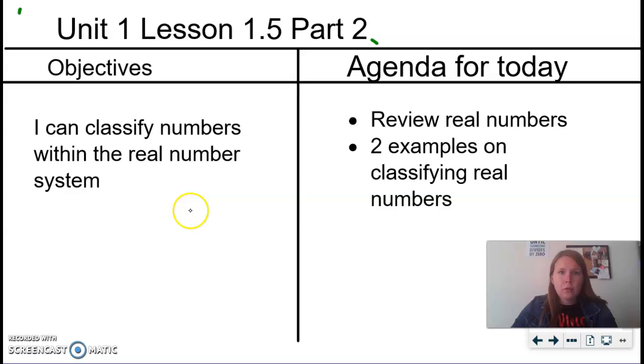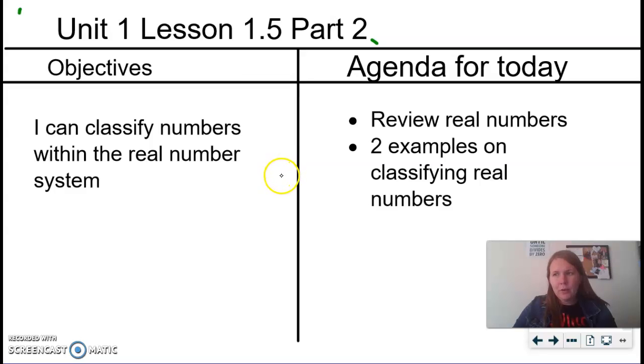For part 2 here, what we're going to do is classify numbers within the real number system. So we're going to be talking about real numbers and how we classify them, or what we would call them in their definition. A lot of this is going to be reviewing what real numbers are and how to remember what is what, so it'll end up being a lot of notes.